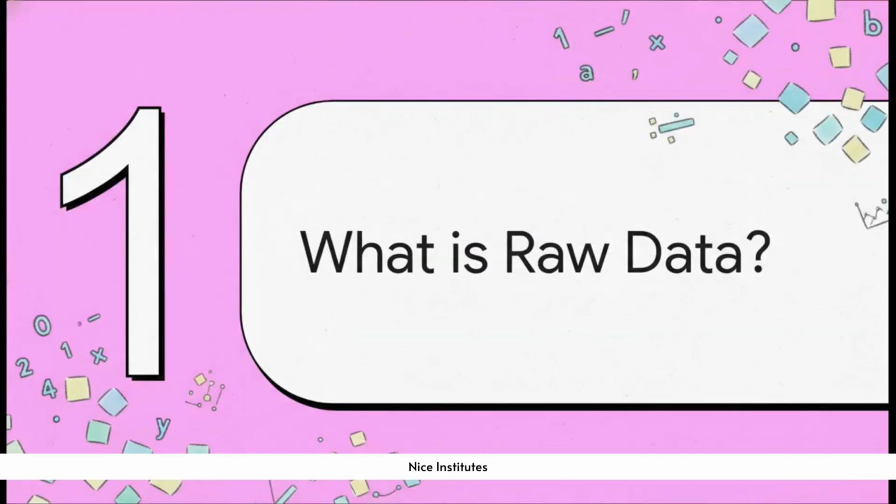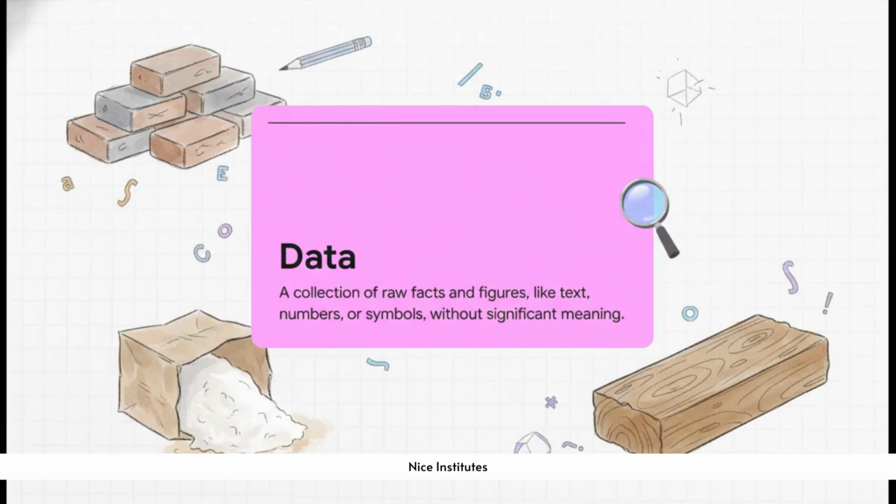Okay, so to figure this out, we've got to start at square one. Let's talk about the absolute basic building block of everything digital. Let's talk about raw data. All right, the best way to think about data is to see it as just raw material. Seriously, it's like a pile of bricks or a bag of flour. It's just a collection of facts and figures and symbols that, all by themselves, don't really tell you a thing. They're just there. No context, no meaning.